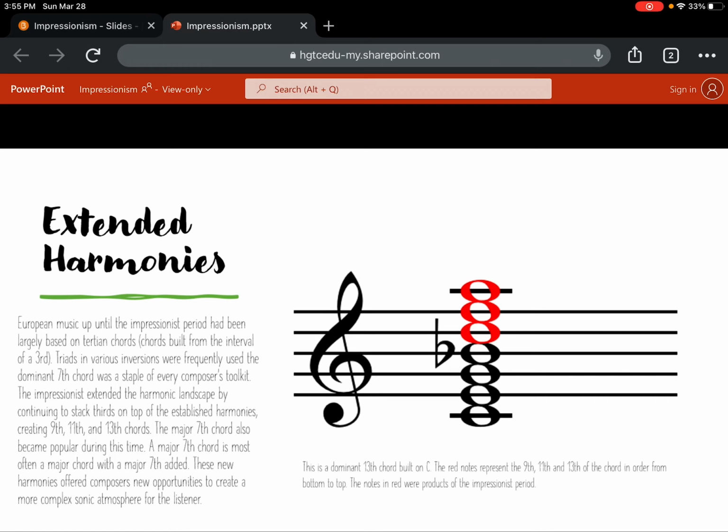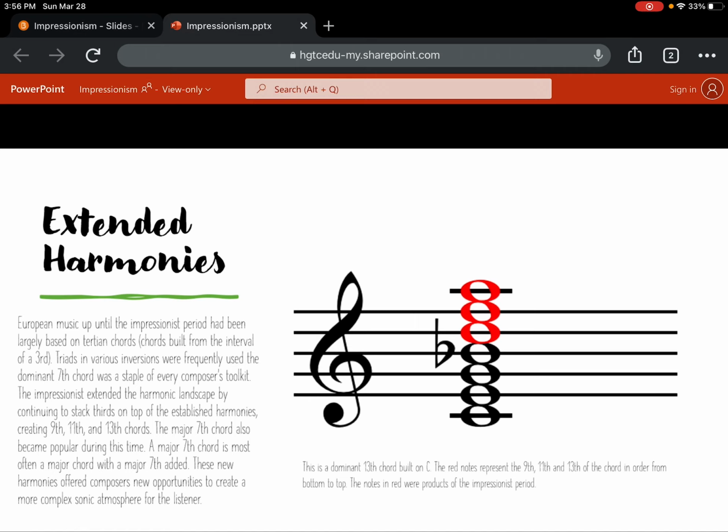European music up until the Impressionist period had been largely based on tertian chords, which are chords that were built on thirds. So we heard chords that had a root, a third, a fifth, and a seventh. And so this was typical of the sounds that we might hear. At most in a single chord you might have 4 different pitches going on.